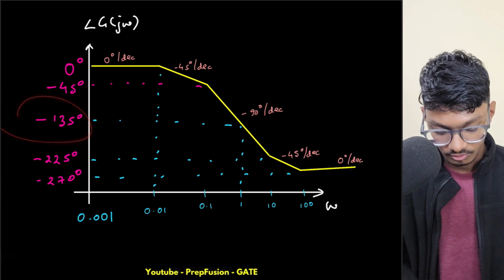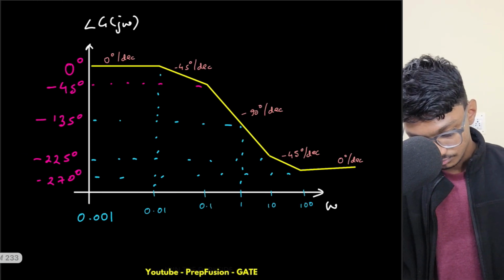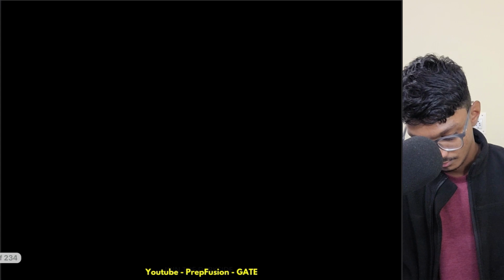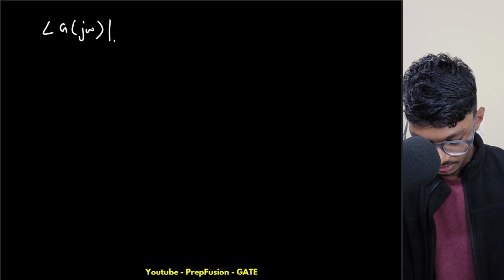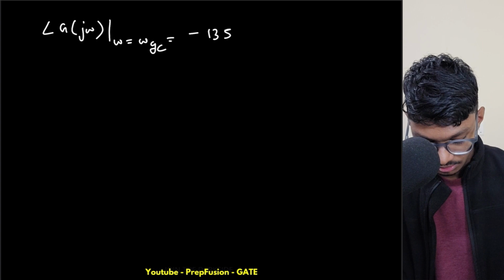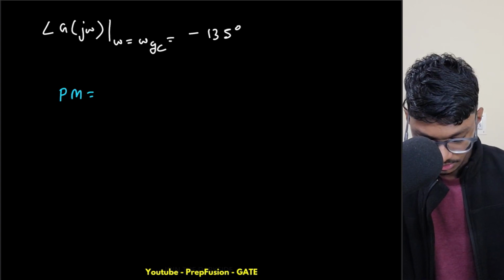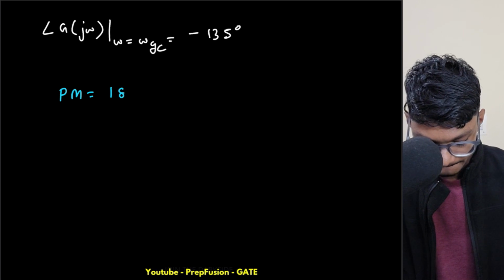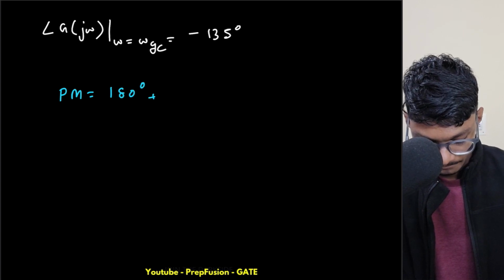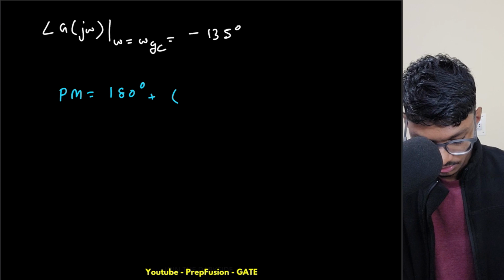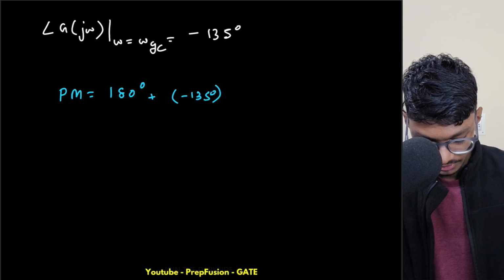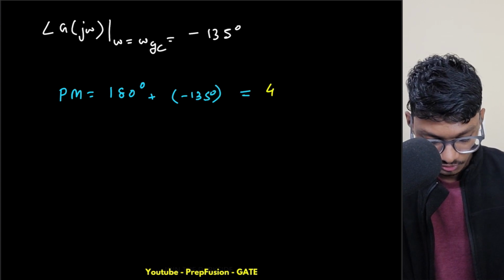So yeah, we have got our angle. Angle of G of j omega at omega equals omega gc is simply minus 135 degrees. So phase margin equals 180 plus minus 135 degrees, which equals 45 degrees.